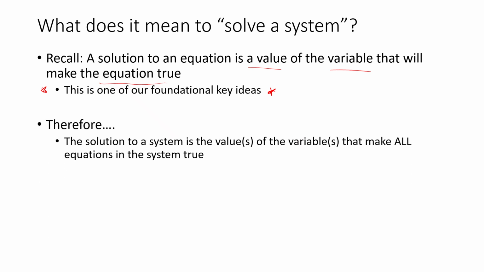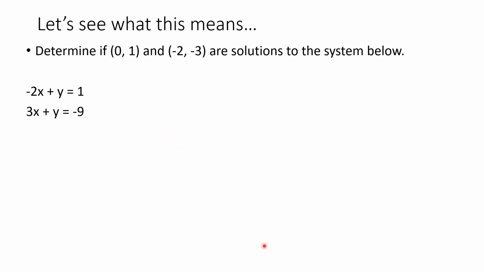Therefore, the solution to a system is the values of the variables that make all of the equations in the system true. So it's not enough for it to make one of the equations true. You need to find the values of the variables that are going to make all equations in the system true. And what I want you to note there is how this definition is not really different from this definition. So if you know what a solution is, it will apply across all of your math, even when we put some twists and turns in the way. So let's see what this means.